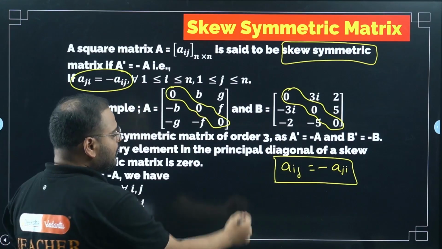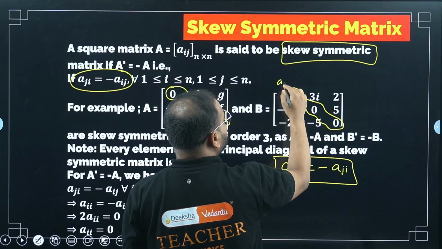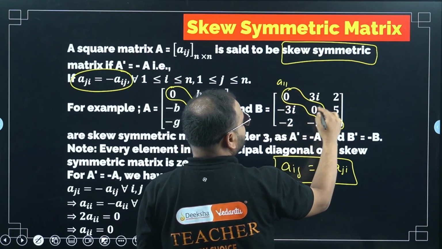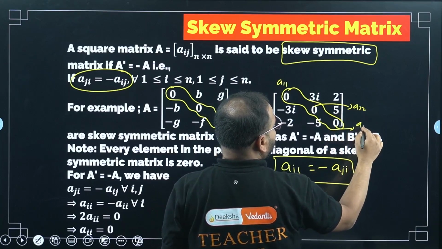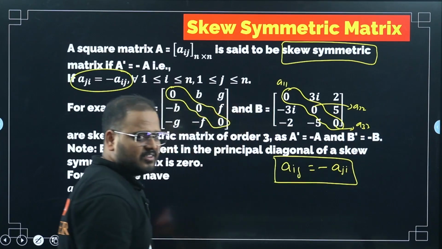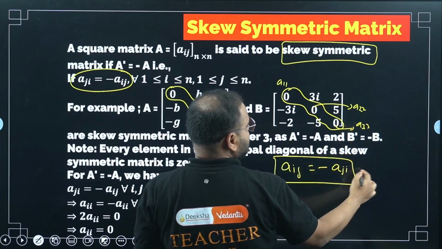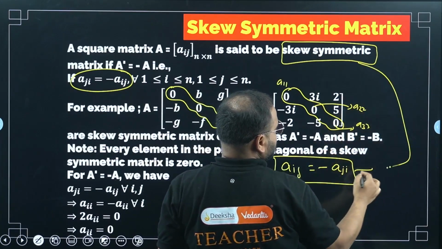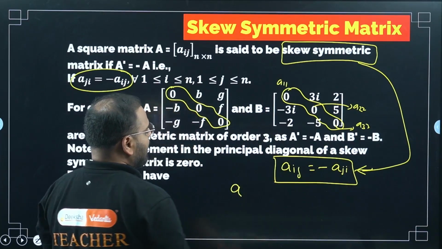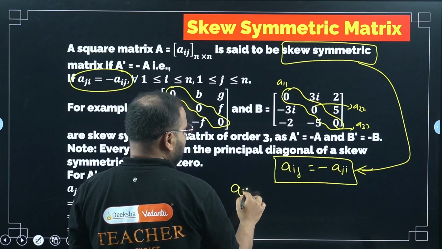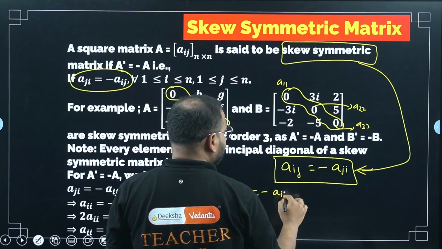Okay. Now think about it. If I take Aii, sir, why Aii? Because I will have elements. Now this element will be called A11. This will be what? This element will be called A22, right? And this will be called A33. Correct? So if I am using this condition of a skew symmetric matrix, then what will happen? I will get Aii is equal to minus of Aii.